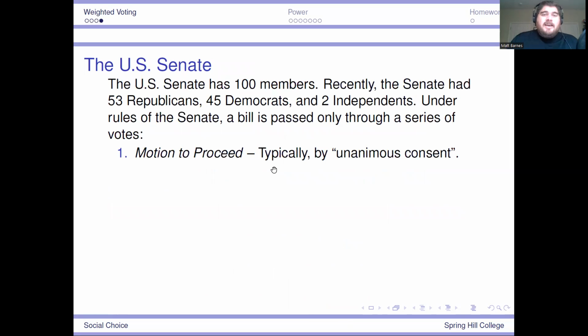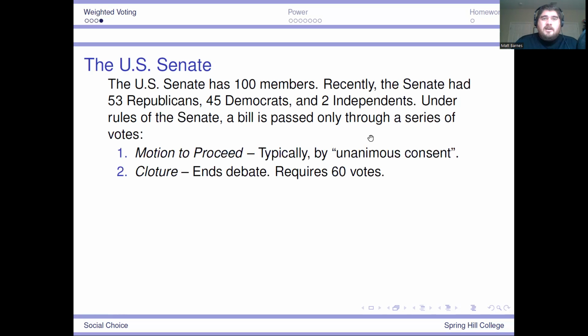So let's take a more realistic example. We have the US Senate with 100 members. And recently, this was a few years ago, we had 53 Republicans, 45 Democrats, and 2 independents. Now, there's a couple different things that happen in the Senate when a bill comes to the floor. First, we have a motion to proceed, which is typically given by unanimous consent, where we just say, is anybody okay with this going, and everybody's like, aye, and then they start talking about the bill.